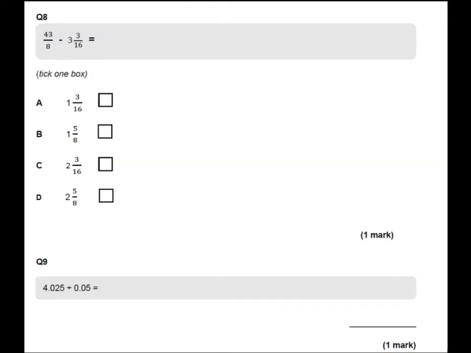Question 8. 43 over 8 minus 3 and 3/16. So we have an improper fraction and a mixed number, and we can do this by using either method that you've shown in the classroom. So let's turn them both into improper fractions. So the first way we do that is convert our 3 and 3/16 into an improper fraction.